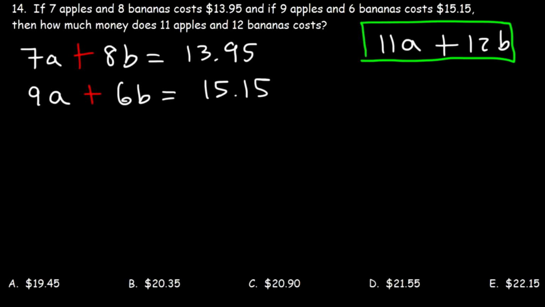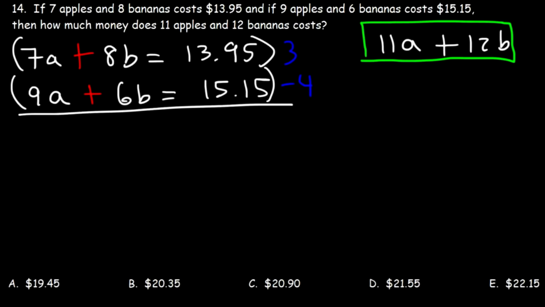So now let's use elimination again to find the value of a and b. Let's cancel b. A common multiple between 6 and 8 is 24. To get to 24, I'm going to multiply the first equation by 3, because 8 times 3 is 24. The second equation I'm going to multiply by negative 4. 6 times negative 4 is negative 24. I need one of them to be positive and the other to be negative if I'm going to cancel these two equations. I need to cancel the b variable.